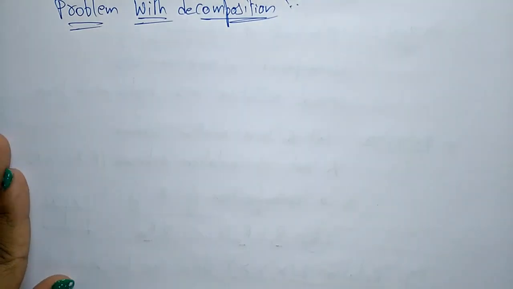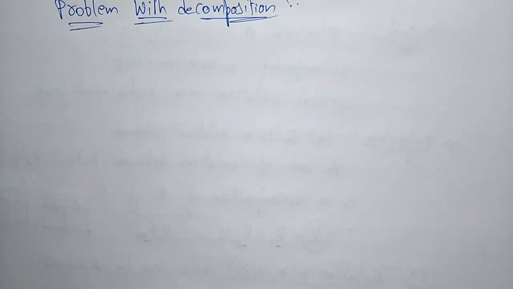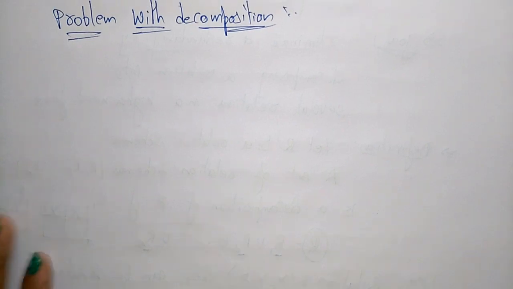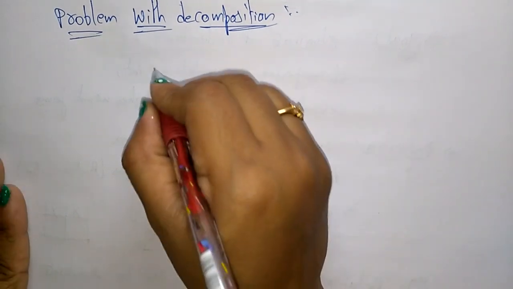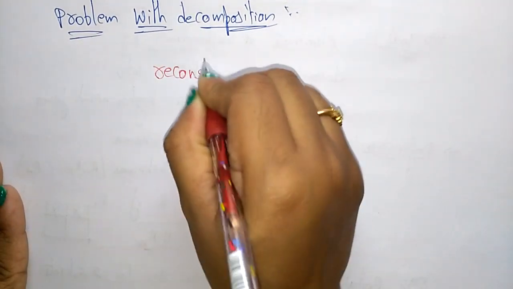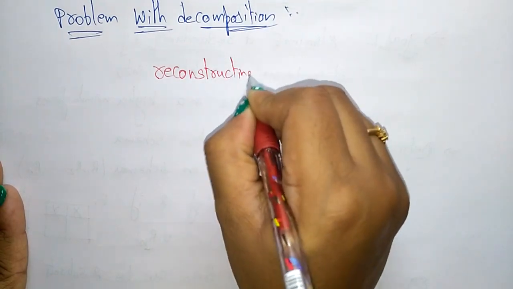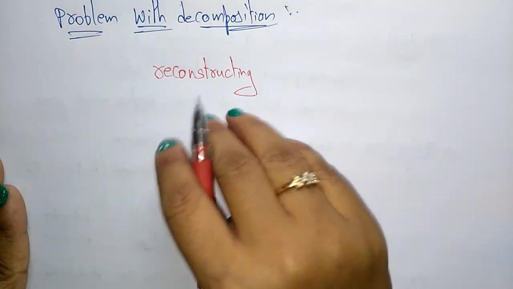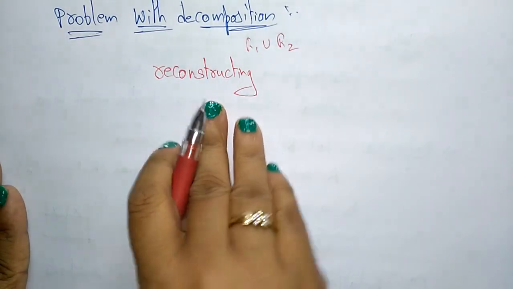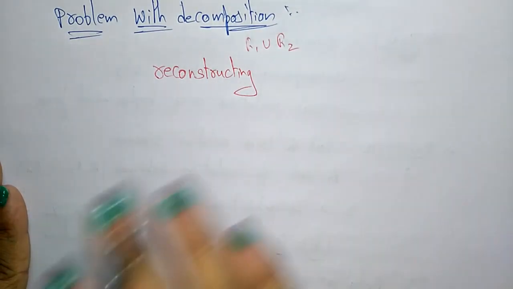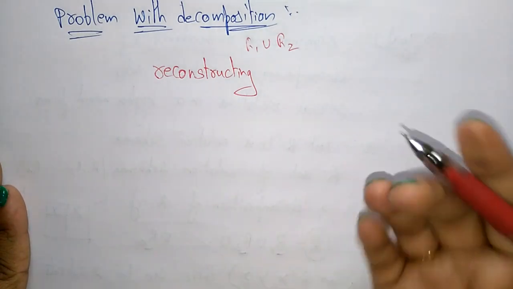Let us see what the problem is. Given an instance of a decomposition relation, we may not be able to reconstruct the corresponding instance of the original relation. While you are reconstructing, that is, doing the union operation, the corresponding information may not be available.